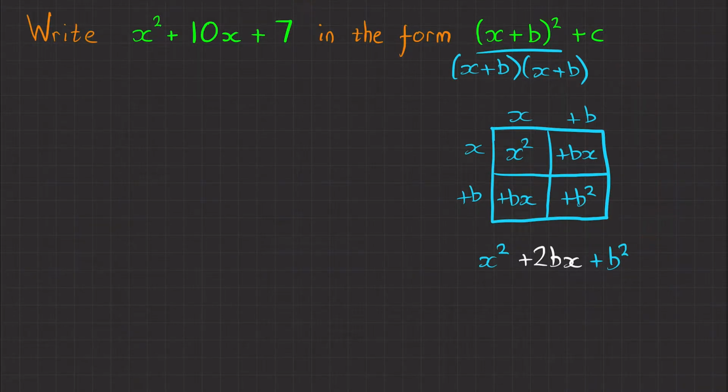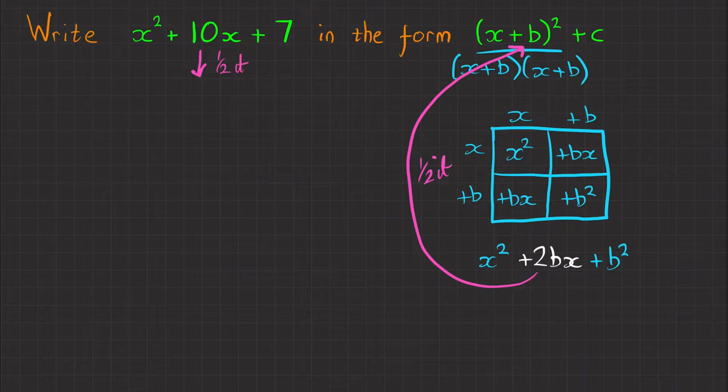Now finding out how to start getting our original question into this form, we can see this 2b here. How does it get to b? Well, it's nice and simple. All you have to do to get from 2b to b is halve it. So we're going to halve this 10 as well to give us (x plus 5) all squared. So we've halved 10 to get this plus 5.